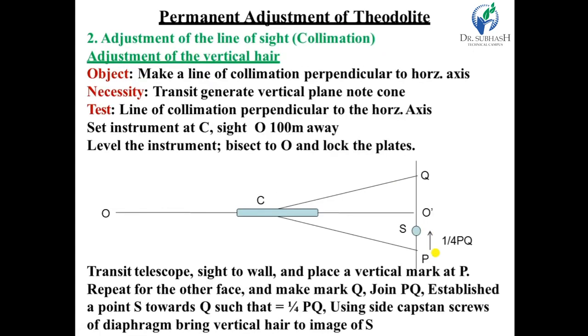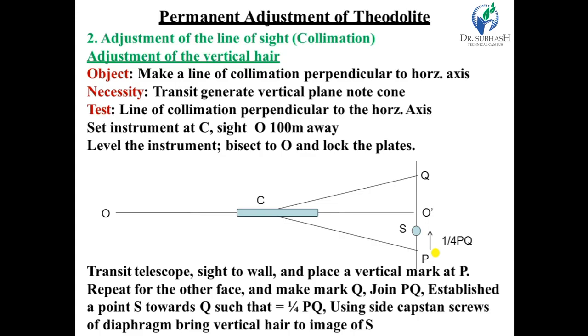The second adjustment is the adjustment of the vertical hair. Make the line of collimation perpendicular to the horizontal axis. Previously, we set the horizontal axis truly horizontal. After that, we move to the adjustment of the vertical hair. What is the necessity of adjustment of the line of sight? The necessity is that the transit should generate a vertical plane, not a cone.